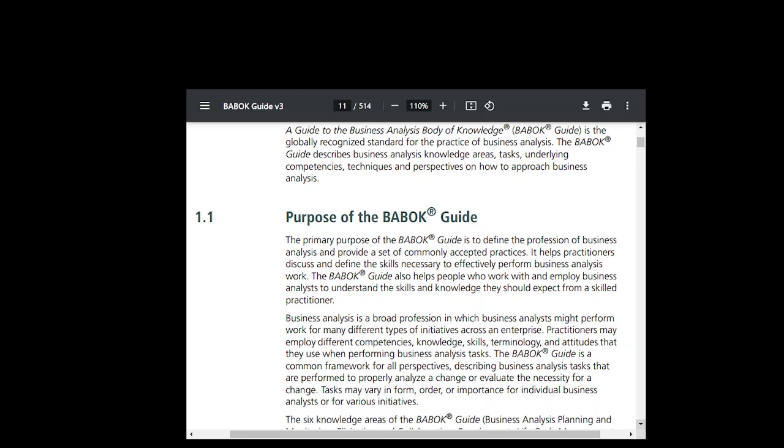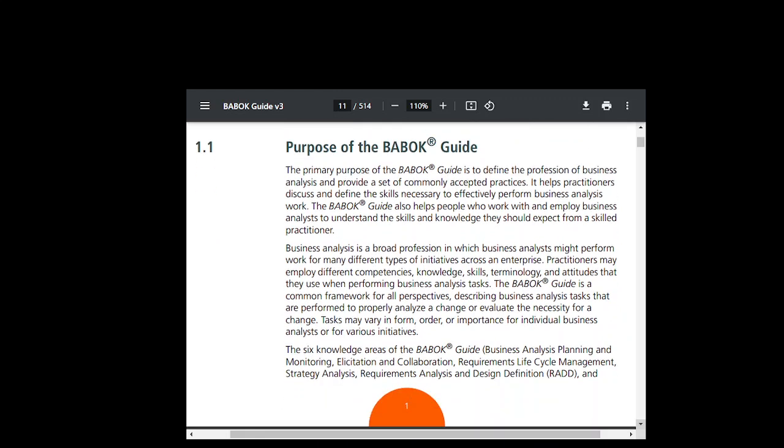So now, just zero your mind that this is going to tell us why they have written the BABOK Guide, what they think the importance is, or what this should do for anyone reading it. The primary purpose of the BABOK Guide is to define the profession of business analysis and provide a set of commonly accepted practices. So they want to give business analysis, the profession, a definition, and at the same time provide you commonly accepted practices, ways by which you go about your business analysis tasks.